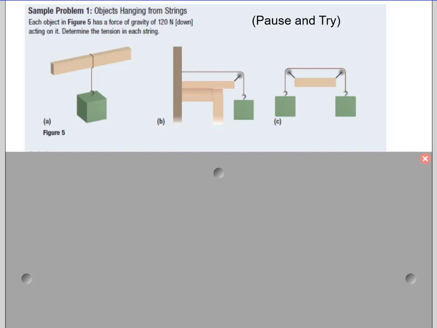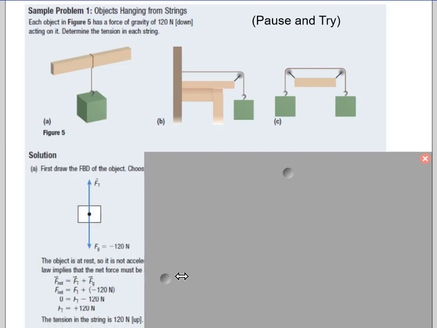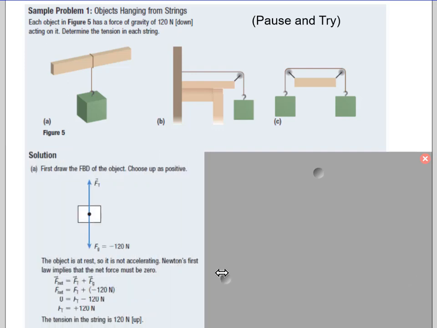Okay, so let's look at the first situation. If we were to draw a free body diagram, we have tension in the string balanced by the gravitational force. None of these boxes are moving, they're all static. So the tension in the string must match the gravitational force. So it's 120 newtons.